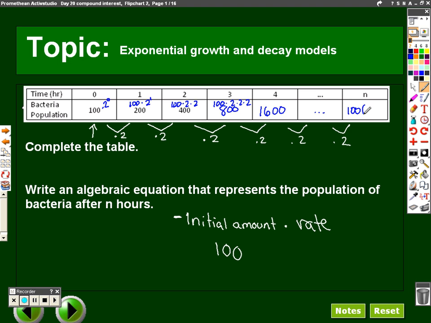So if I wanted to write that in an equation, I could say 2 to the nth power. And that's going to give me any value, at any time I can figure out how many bacteria there would be. So our equation would be 100 times the rate, and it looks like it's doubling each time, to the power of, now there's a couple options. Here it says n, we could put t, we could put x, depending on what the situation is. Here it just says n, so I'm going to say equals bacteria. So that would be writing the equation after n hours.